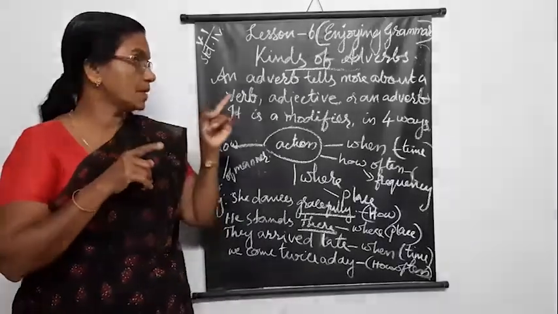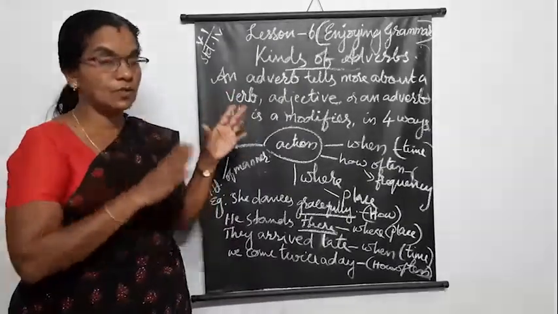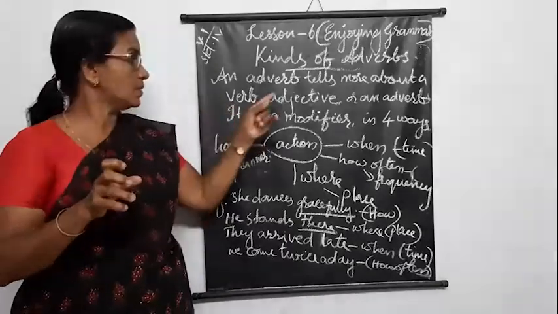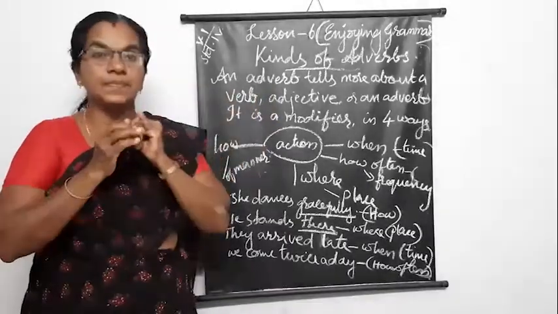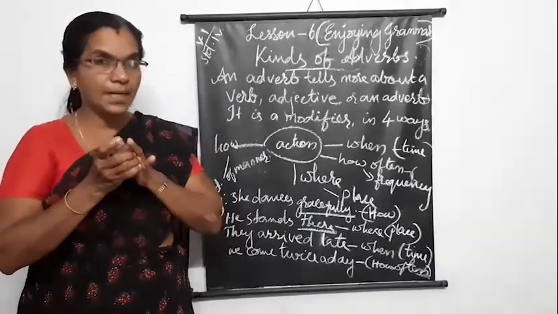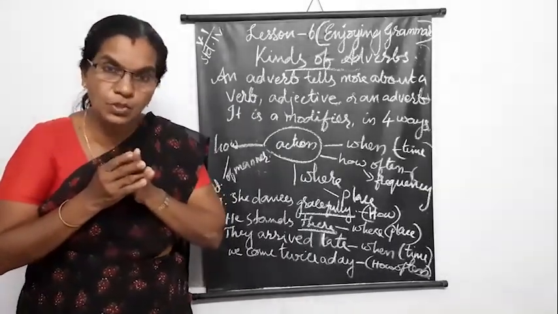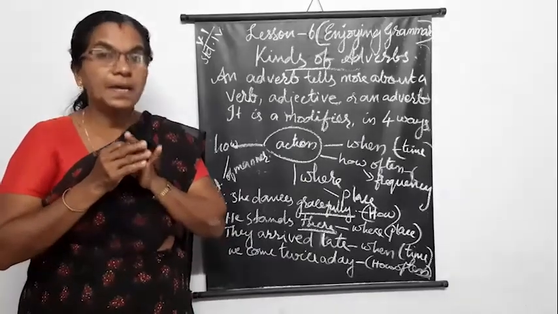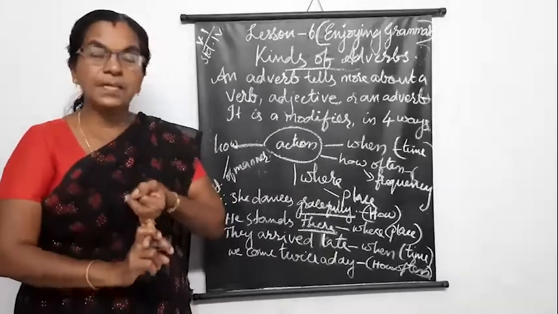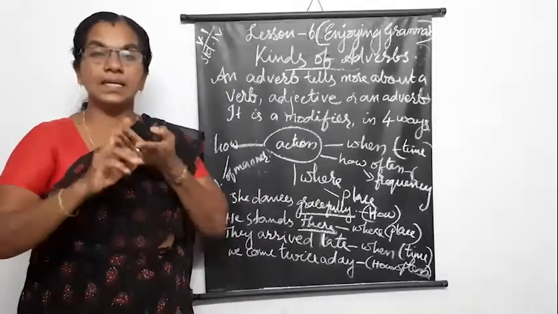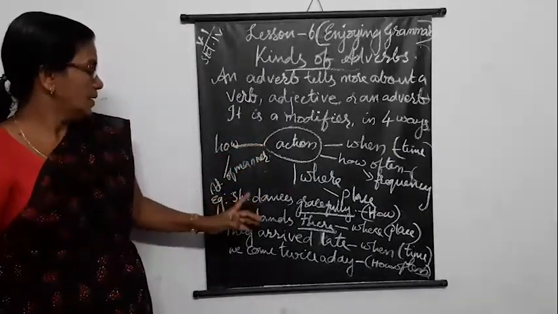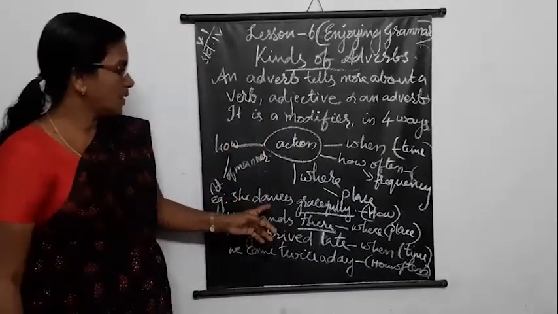Don't forget. It's grammar, just like mathematics. You have to be thorough with that in your mind. Okay. An adverb tells more about a verb, adjective or an adverb. It's a modifier too. It modifies the verb in 4 ways. How the action happens, when the action happens, where the action happens and how often the action happens. Clear? Some examples are here.